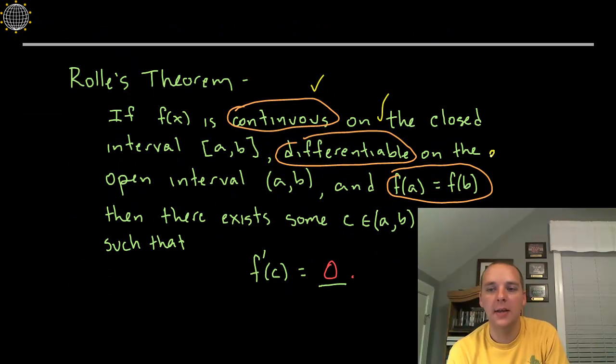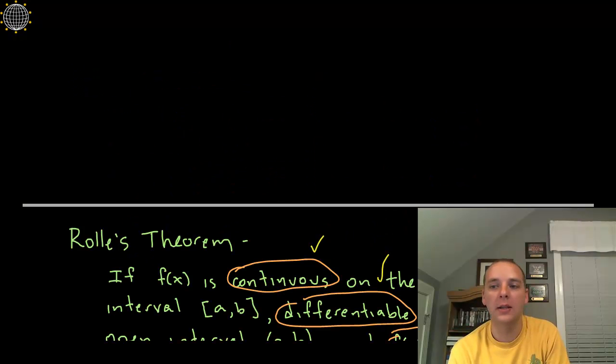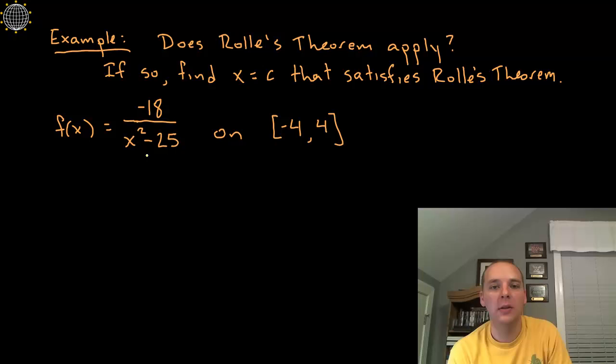Lastly, is f of a the same thing as f of b? I don't know yet. Let's find out. We literally need to try f of negative 4 and f of 4, because Rolle's theorem is only applicable if these two quantities match each other.